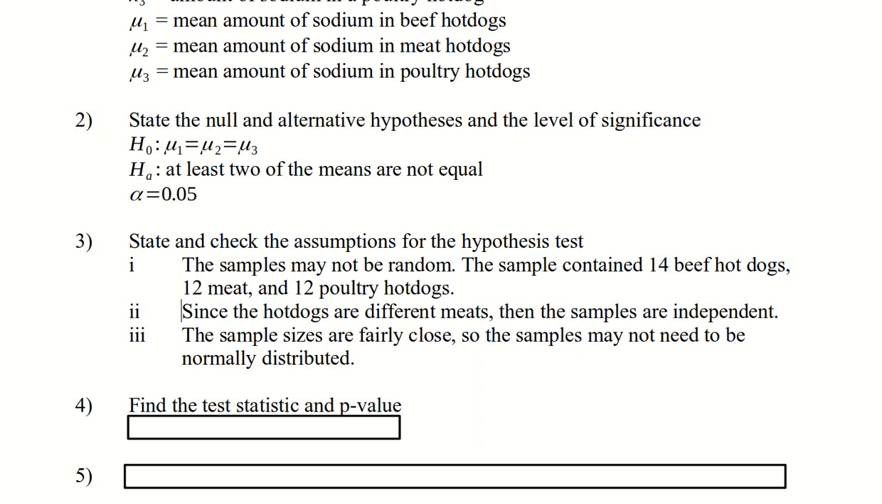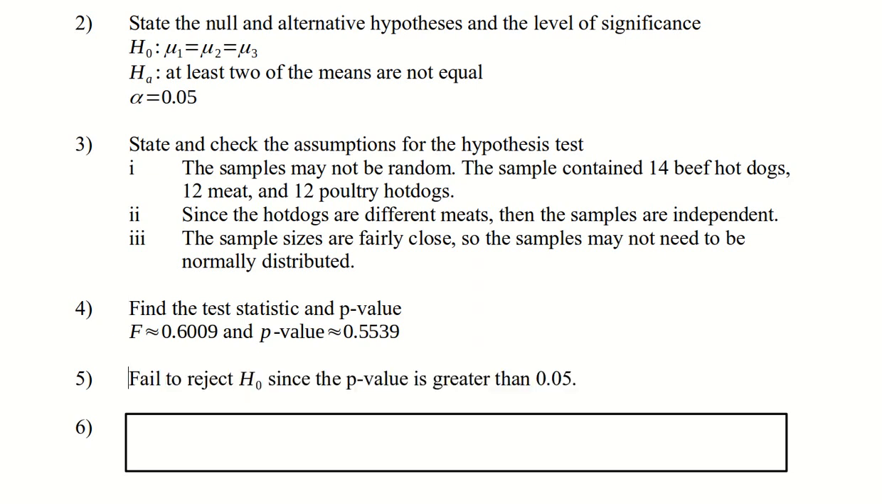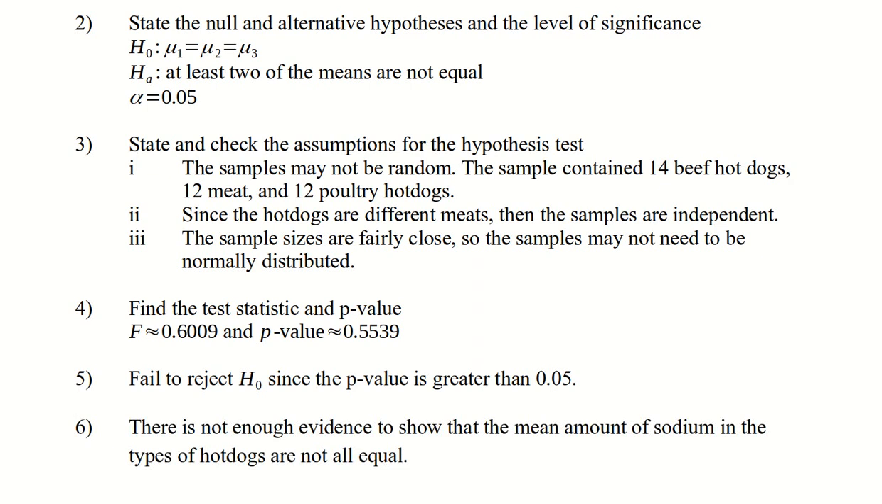So we enter the data into our calculator. We already saw the calculator screenshots. And we get out the F value and the P value. That P value is almost 55%. We could have gotten there by chance alone about 55% of the time. We're going to fail to reject the null hypothesis. We could have gotten data as extreme as our sample simply by chance 55% of the time. So we're going to say that there is not enough evidence to show that the mean amount of sodium in the types of hot dogs are not equal.